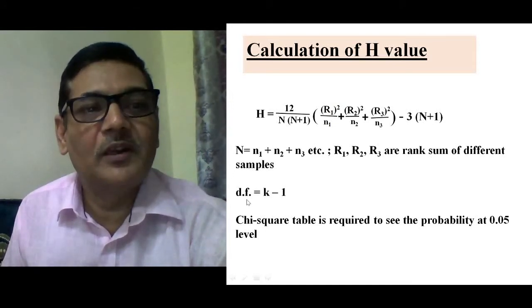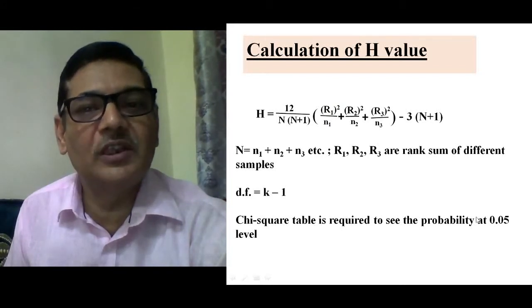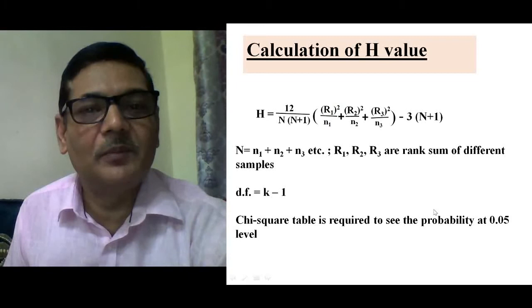We also have to find the degree of freedom, that will be k minus 1, where k stands for the number of samples. So if 3 samples are there, it is 3 minus 1, that will be 2. Degree of freedom in that case will be 2. And here we don't have any specific table; rather we rely on the chi-square table. Whatever H value comes after calculation will be equivalent to the chi-square value. So we need the chi-square table to see the probability level at 5%.